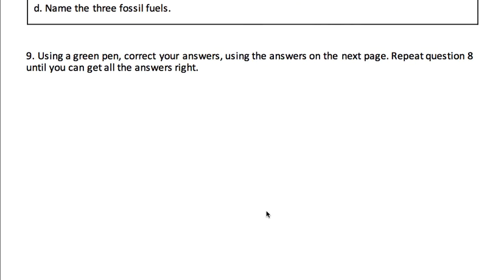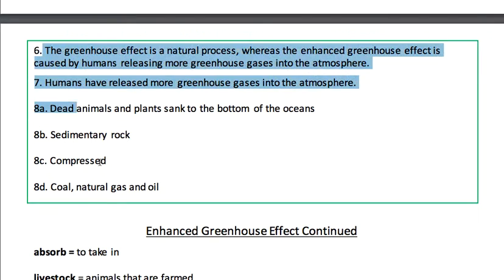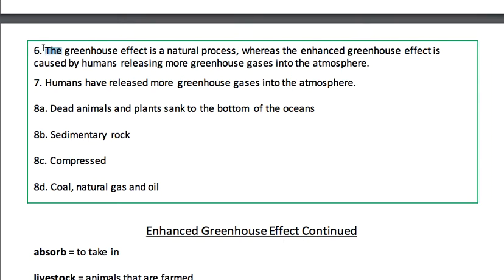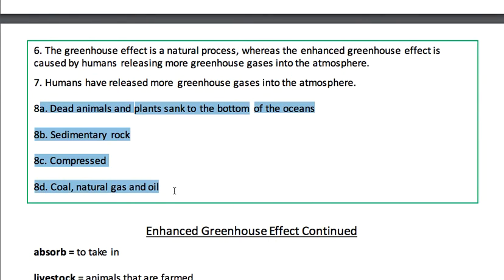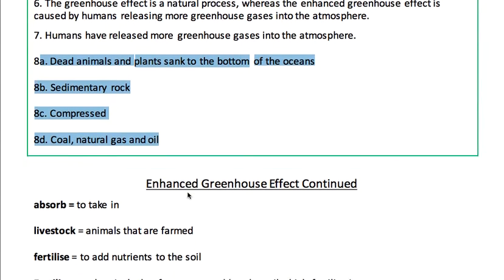Alright, so using a green pen, correct your answers. Here are the answers for 6, 7 and 8A to D. If you haven't got questions 8A to 8D correct, just have a go at re-quizzing them. The formation of fossil fuels, that might take some goes to get into your mind because there's a 3-stage process to that. If you need to have another go at that because you haven't got them all right, give that another go now and pause me while you do that. If you got them all right, let's move on to the greenhouse effect reading.